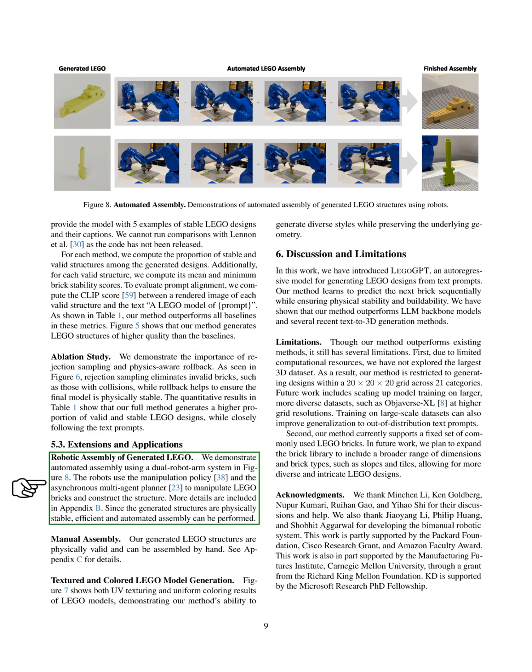We demonstrate the automated assembly of our generated LEGO structures using a dual robot arm system. The robots utilize a specific manipulation policy to construct the designs, and further details are available in the appendix. Our LEGO structures are also physically valid for manual assembly. We showcase our method's ability to generate textured and colored LEGO models, illustrating diverse styles while maintaining the underlying geometry.